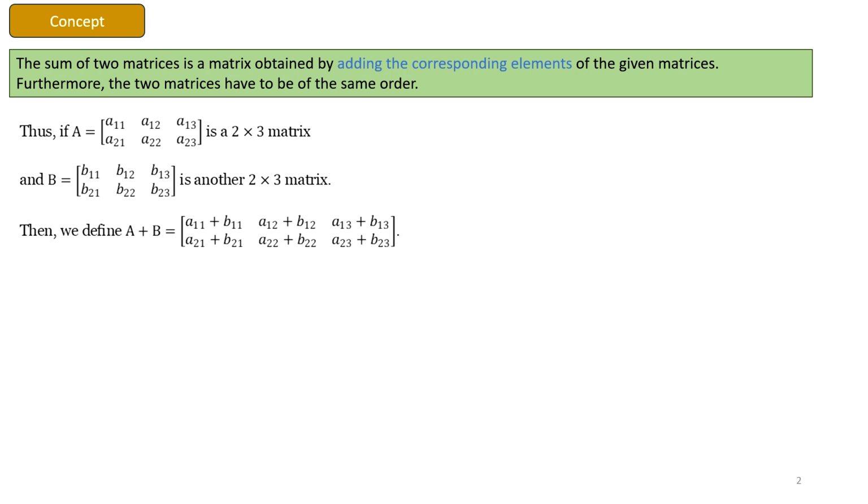If capital A and capital B are standard 2 by 3 matrices with individual elements of the form Aij and Bij, where i goes from 1 to 2 and j goes from 1 to 3, then the sum of these two matrices is another 2 by 3 matrix whose individual elements will be of the form Aij plus Bij. An example of the same is given in the slide.